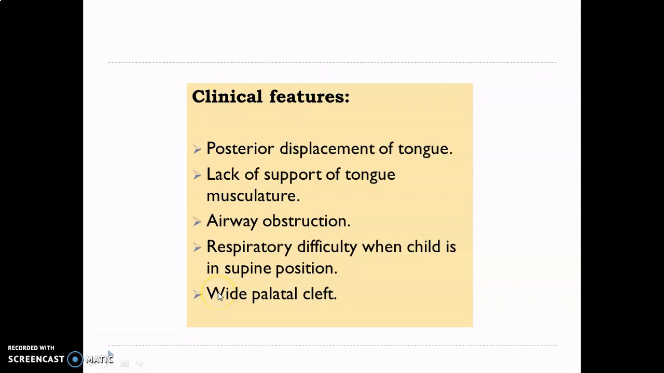The clinical features of Pierre Robin anomalad are posterior displacement of the tongue, that is glossoptosis, lack of support of the tongue musculature, and airway obstruction because of the improper position of the tongue. As a result there will be respiratory difficulty, especially when the child is in supine position, and there is presence of a wide palatal cleft.